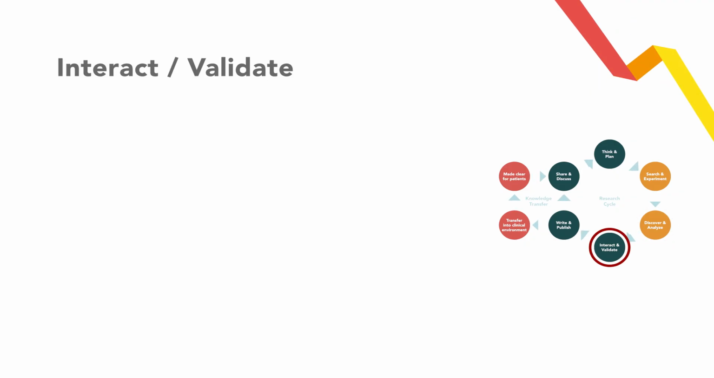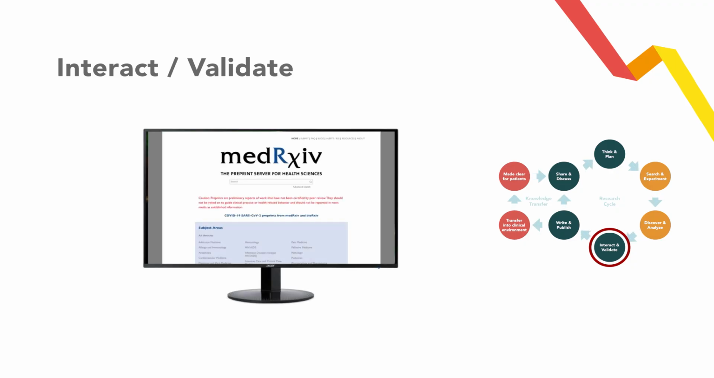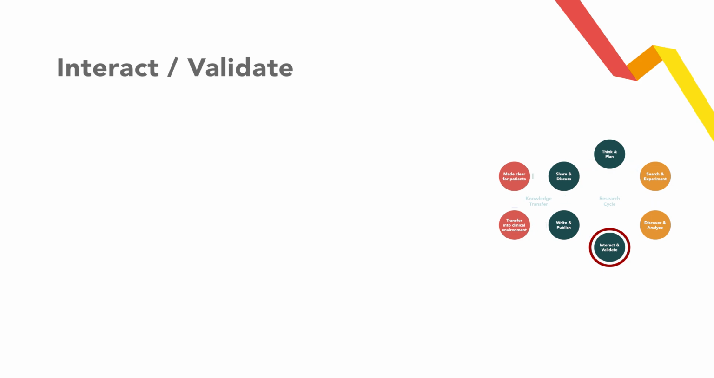Interact and validate. Researchers can publish a draft of their work online so that other researchers can use the data quickly without waiting for publication in a journal. Such drafts are called preprints and are usually published in dedicated preprint servers.